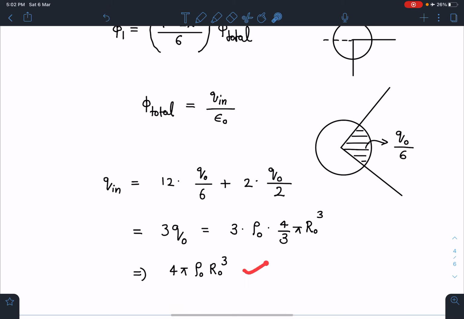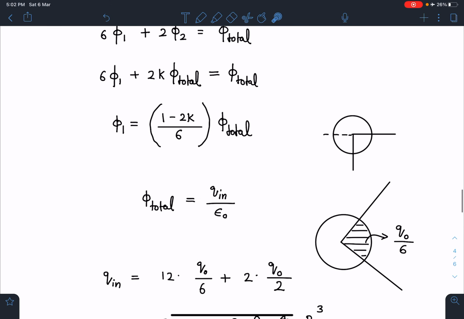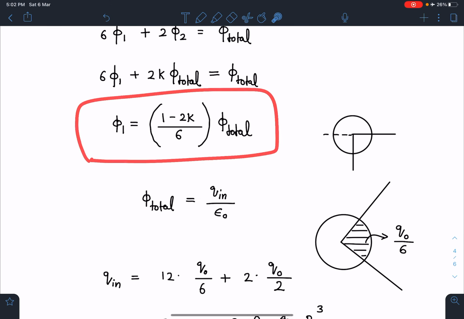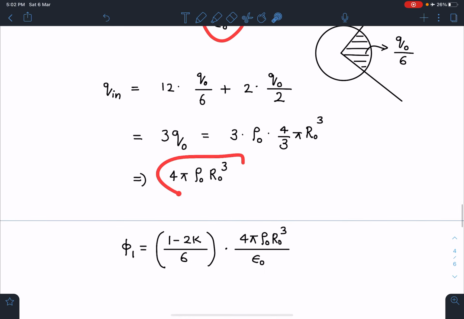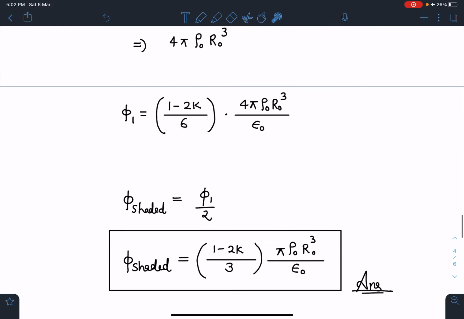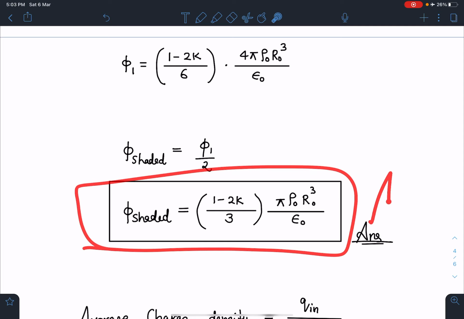Once I know this total charge, I know the total flux, or you can say I know this phi 1. Phi 1 is nothing but, you can see from here, (1 minus 2k) by 6 times phi total. Phi total is q inside by epsilon naught, and q inside is 4 pi rho naught R cube. So when I substitute this value, phi 1 is known to me, and phi shaded, I can say the final answer is going to be (1 minus 2k) by 3 times pi rho naught R cube by 3 divided by epsilon naught. This is going to be the final answer for this part.